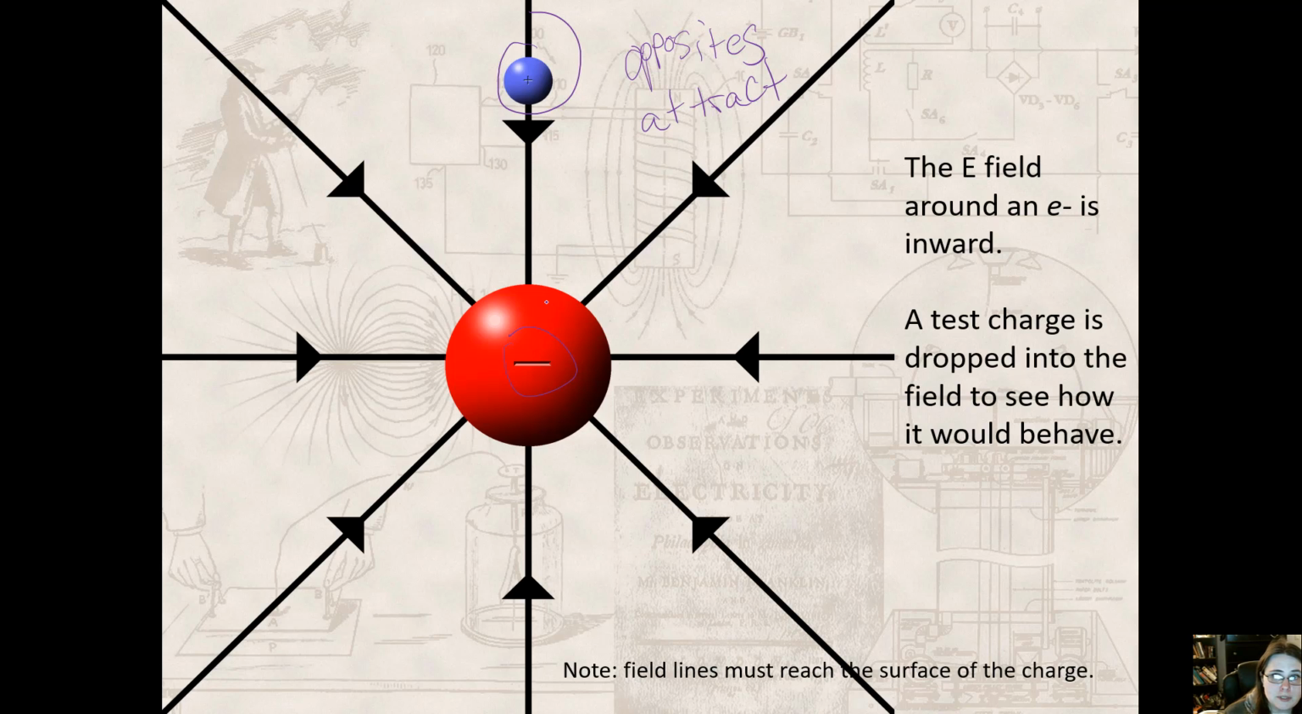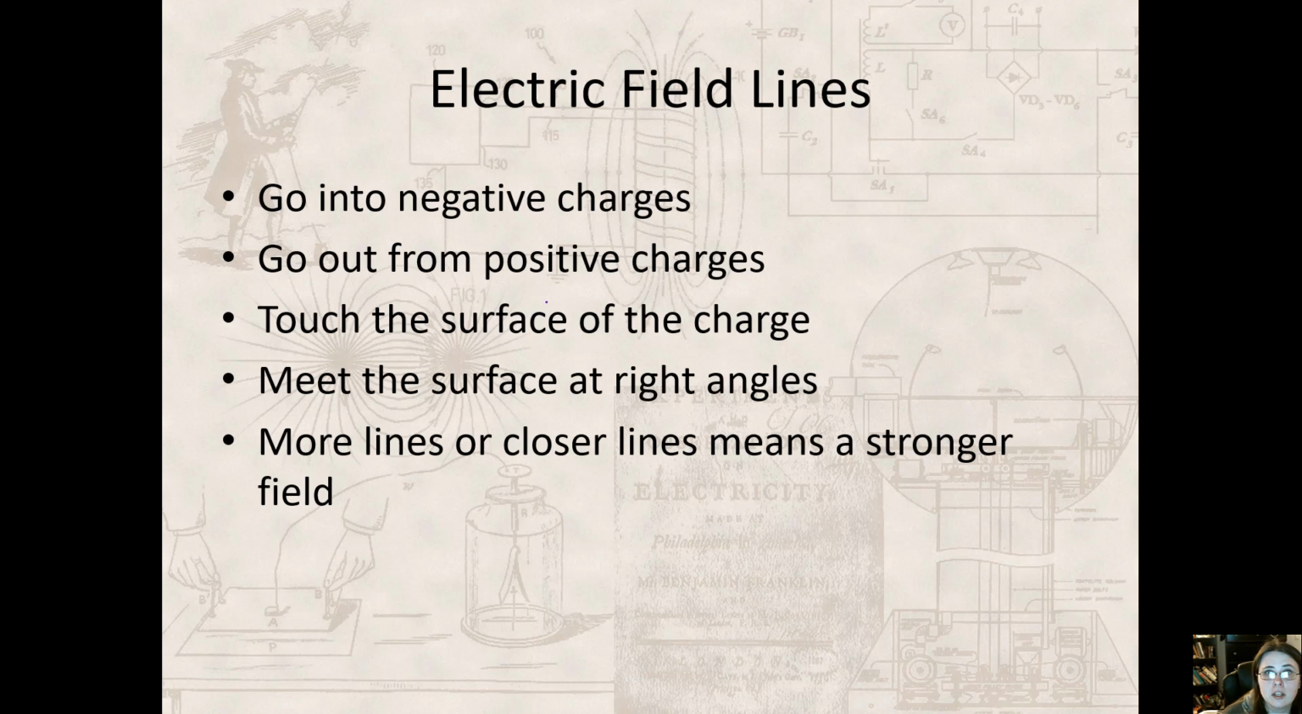A test charge is dropped into the field to see how it behaves. Because they attract, the electric field goes in, and test charges again are always positive. That's the key thing to remember, if you haven't picked up on that. Some rules: electric fields go into negative charges and out from positive charges. They always touch the surface of the charge and meet the surface at right angles. More lines or closer lines mean a stronger field, and the lines never touch.